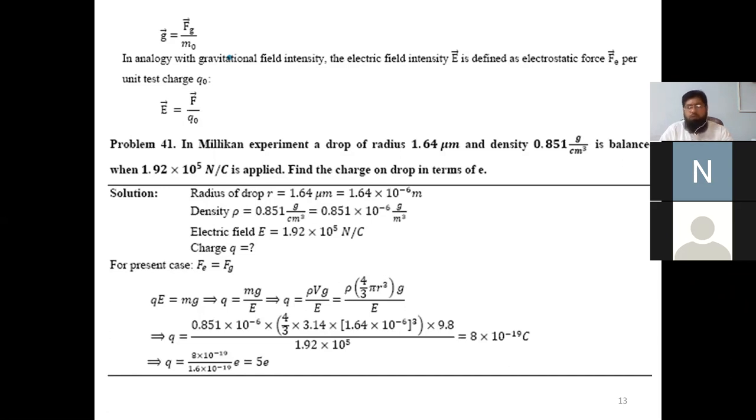It means when you fire radioactive radiations on the oil, it ionizes it. As a result, the droplet becomes a charged droplet. It means the charge is collected on the droplet. So we say that the radius of the droplet is equal to 1.64 micrometer and the density of the droplet is equal to 0.851 gram per centimeter cube, and it is balanced when the electric field, which is equal to 1.92 × 10^5 Newton per Coulomb, is applied. Find the charge on the droplet. We have to find the charge on the droplet.